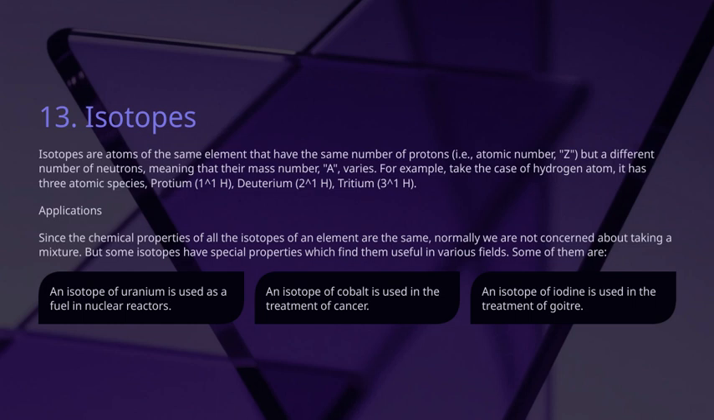Now, even though isotopes are chemically very similar, since they share the same electrons, they can have unique properties that make them very useful. Most of the time, we don't need to worry about which isotope we're using because their chemical behavior is identical. But some isotopes are special because of their physical or nuclear properties. For example, an isotope of uranium is used as fuel in nuclear reactors, harnessing its ability to undergo fission. Cobalt isotopes are employed in cancer treatment, acting as radiation sources to target tumors. And iodine isotopes are used to treat goiter, helping to regulate thyroid function.